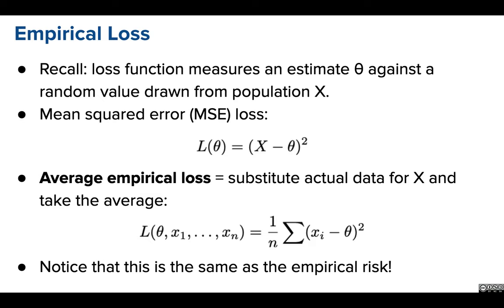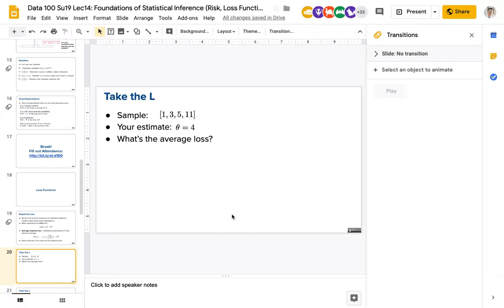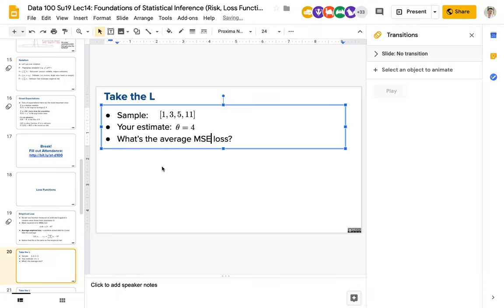So let's take the L. If you have a sample with 4 points and we have an estimate theta equals 4, calculate now the average loss. Take out a pencil or take out your Jupyter notebook and try to find the average loss on this particular data set. And I should clarify here, this is the average MSE loss.